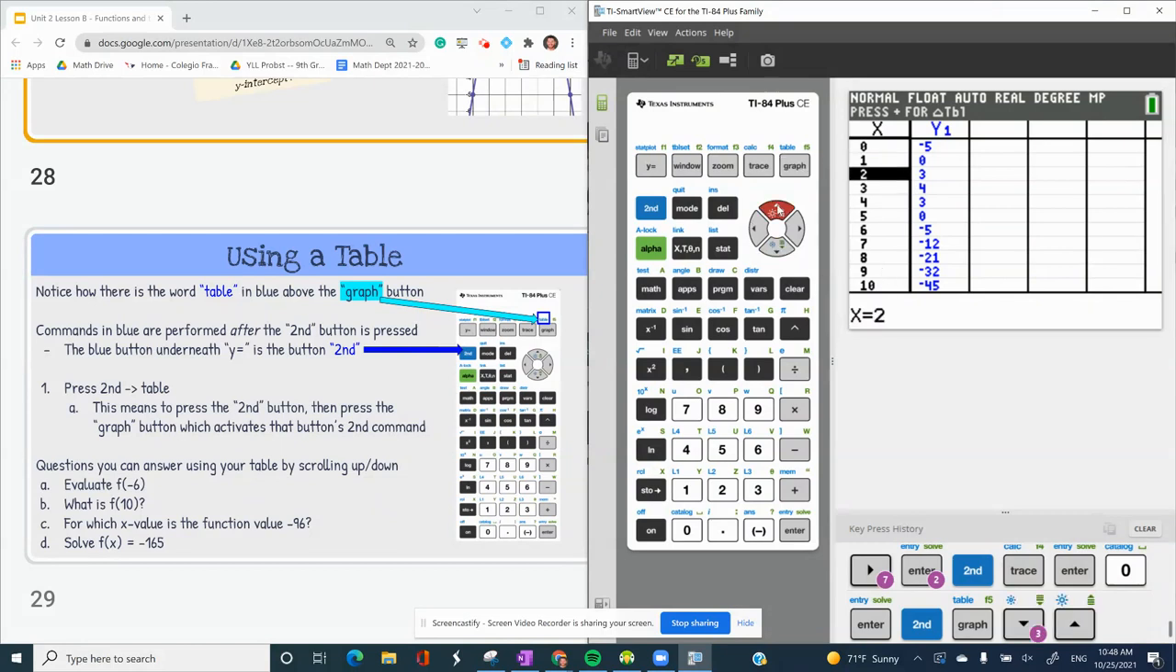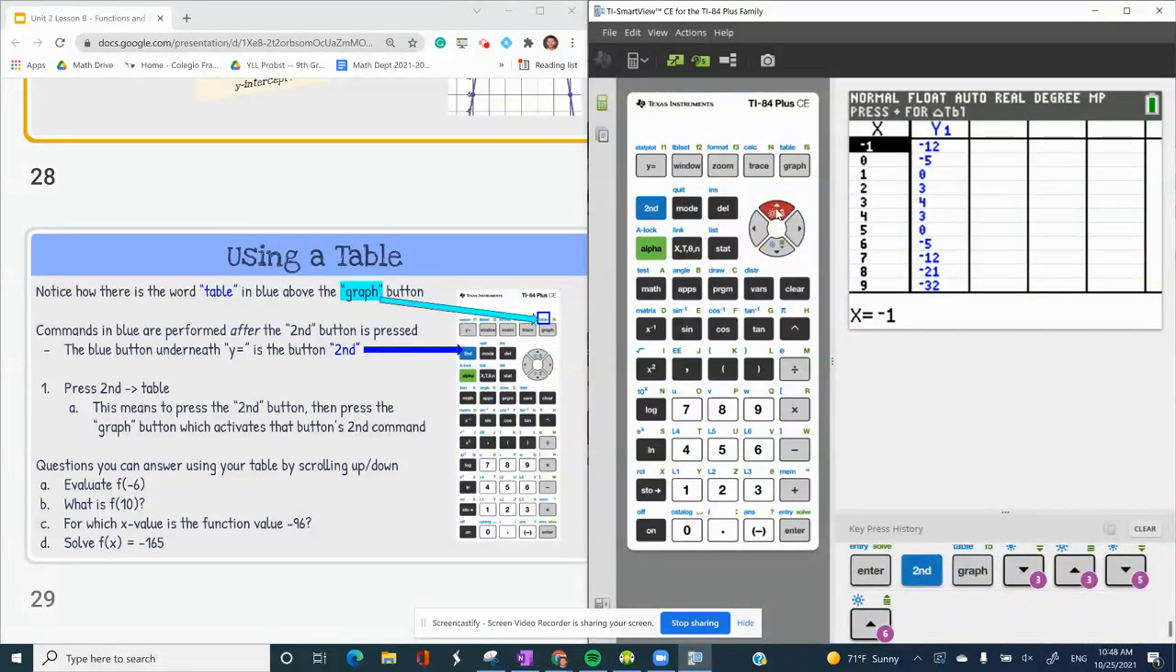We had our y-intercept was -5. We have our intercepts, 1. There is our second x-intercept, 5. And we have all of these wonderful values. And so let's answer some questions about this. What is f of -6? We can just use the up and down arrows to scroll through and find x equals -6. So the answer is -77. What about f of 10? We can just scroll down to x equals 10. That's -45. So f of 10 is -45.